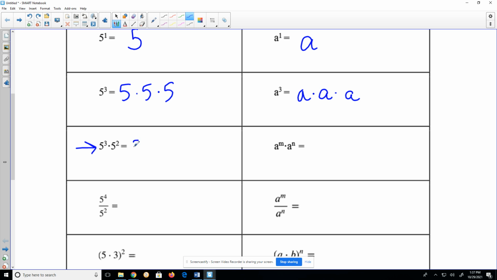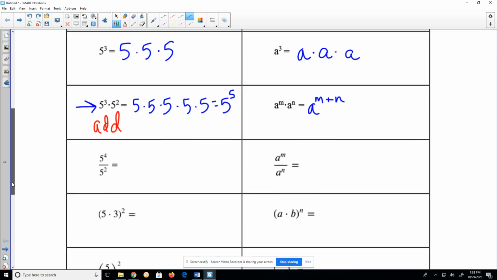So 5 to the third times 5 to the second is really just 5 times 5 times 5 times 5 times 5. So what that is, 5 fives. So our rule of thumb here, when you're multiplying same base exponents, we add the powers. So 5 and 5, they have the same base. We add those exponents. So a to the m times a to the n is a to the m plus n power. We're adding those exponents as long as the bases are the same.